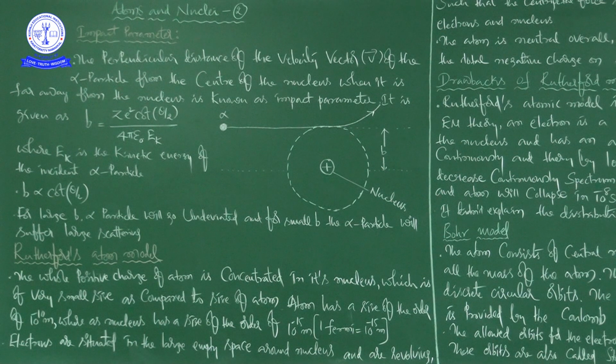I will repeat the last class information briefly. An alpha particle is a helium ion, that is, a helium atom from which both the electrons have been removed. The charge of the alpha particle is equal to plus 2e, and its mass is nearly 4 times the mass of a proton.